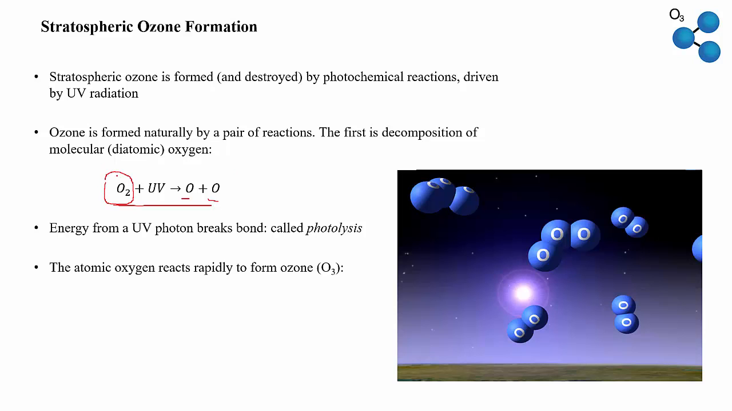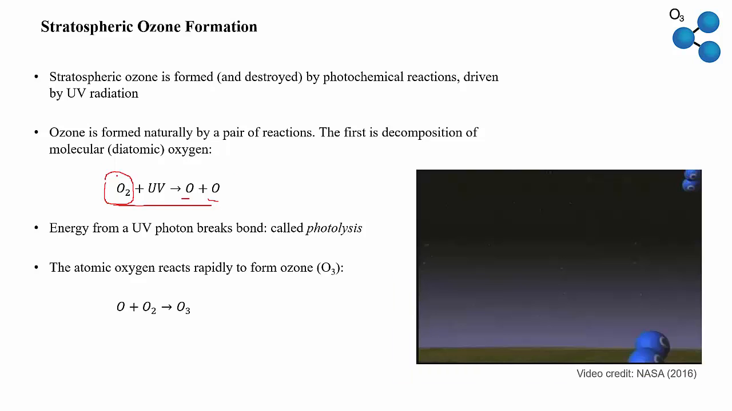So in the next reaction here, the atomic oxygen finds an O2 molecule and bonds with it to form ozone right here. And that's how ozone is formed in the stratosphere. I've got here a short video from NASA that shows this process and these two reactions. So let me just play this.